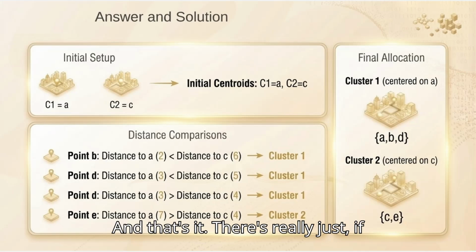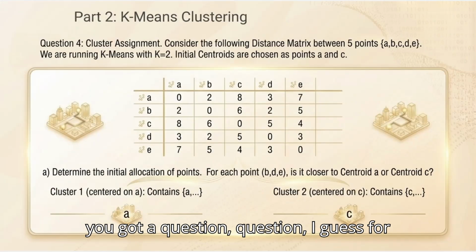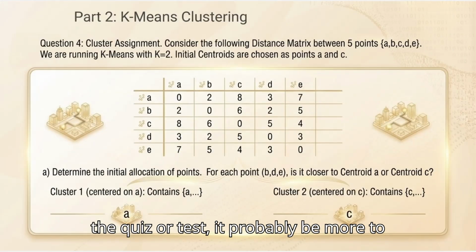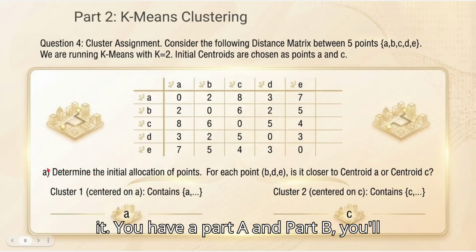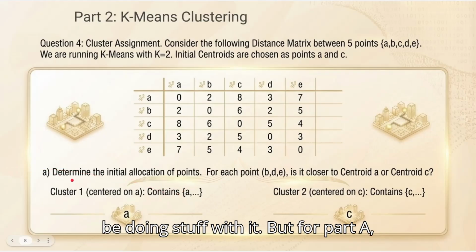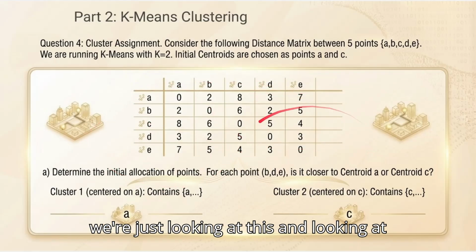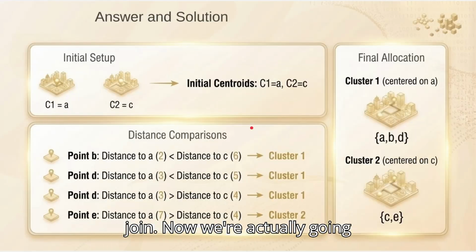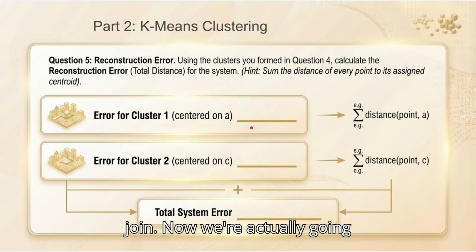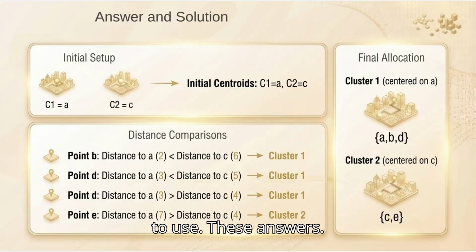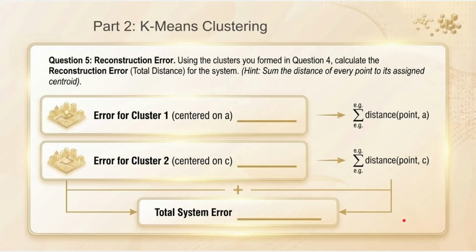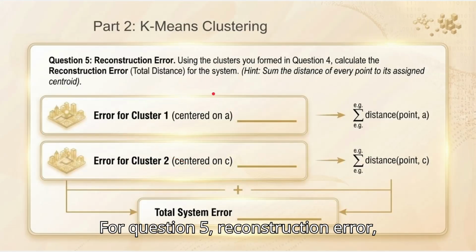And that's it. If you get a question like this for the quiz or a test, there'll probably be more to it. You'll have a part A, then a part B. You'll be doing stuff with it. But for part A, we're really just looking at this and looking at the distances in which team they would join. Now, we're actually going to use these answers for question 5.